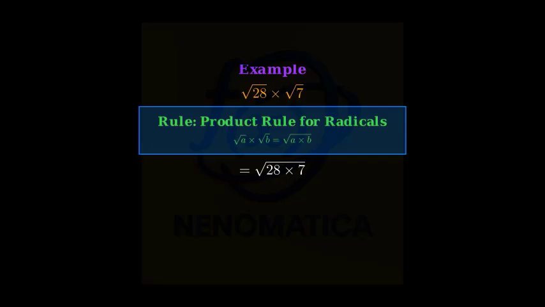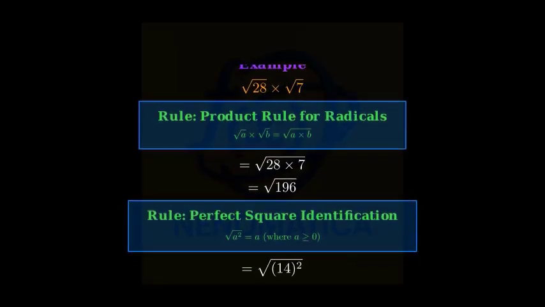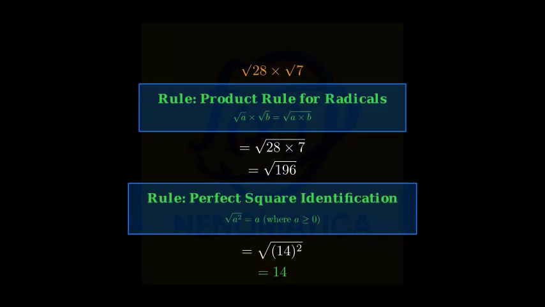In other words, the square root of a times the square root of b equals the square root of a times b. Next, let's multiply the numbers inside the square root. 28 times 7 equals 196. Now, we need to simplify this radical. We recognize that 196 equals 14 squared. The square root of a perfect square equals the base number. So the square root of 14 squared equals 14.